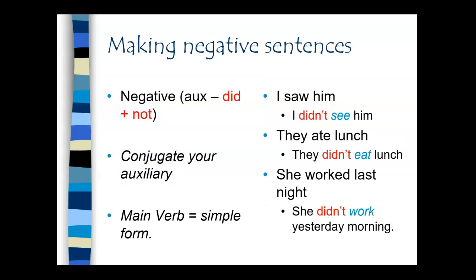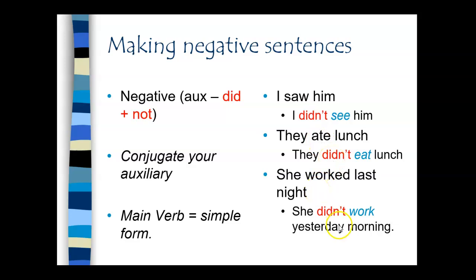To make a negative sentence, when it is not the verb to be, we use the auxiliary did plus not. Why? I don't know. You conjugate your auxiliary, but your main verb comes back to the simple form. So, my sentence, I saw him, which is affirmative, in the negative it becomes I didn't see him. It is my auxiliary that is in the past, and my verb comes back to the simple form. They ate lunch, they didn't eat lunch.